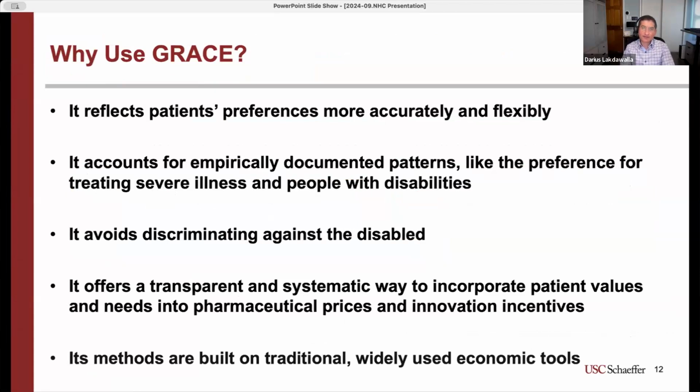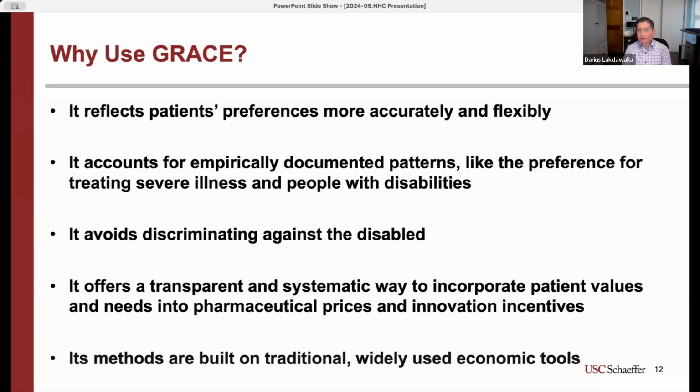innovators and make sure that they're serving the needs of patients. And that requires some way of measuring what patients value and what patients will benefit from. And GRACE gives us a very flexible and accurate way to represent patient preferences without a lot of restriction. And it accounts for empirically documented patterns, like the preference for treating severe illness, the preference for treating people with disabilities, and it avoids discrimination via that mechanism.